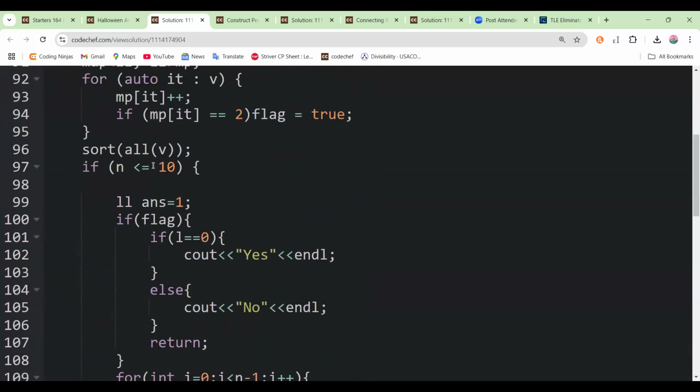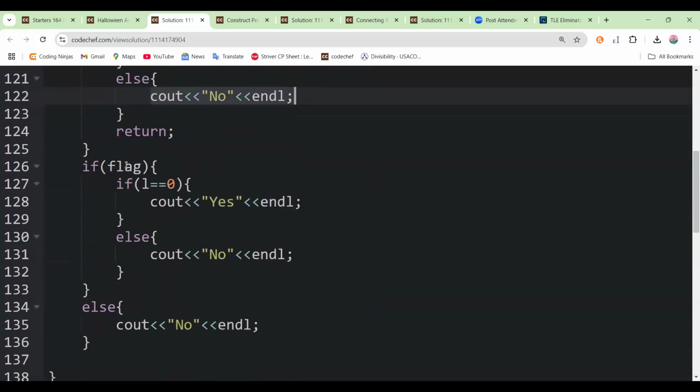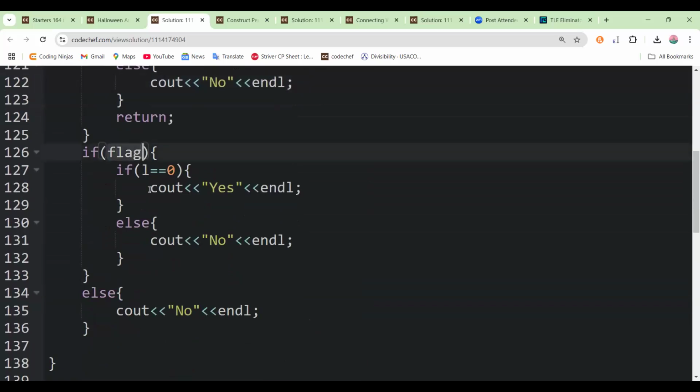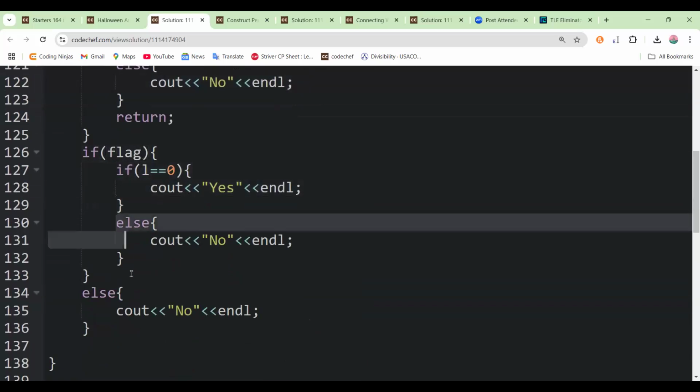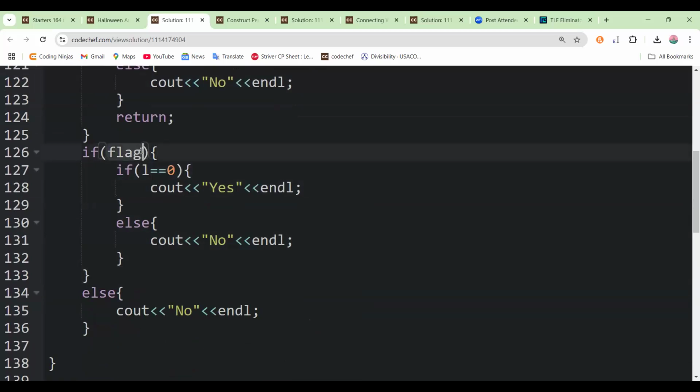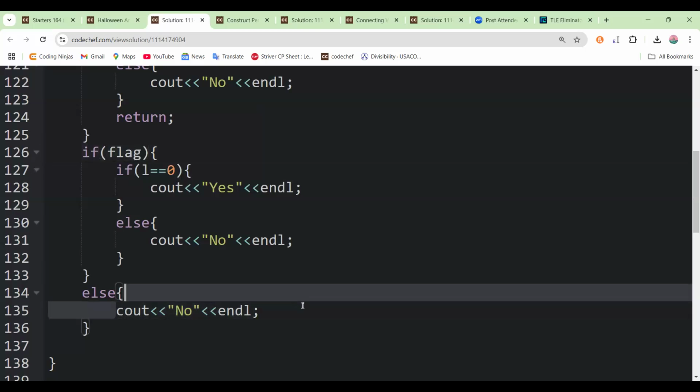Else, if we have not handled this n less than or equal to 10 condition, then we again check if a duplicate exists. Then if L is 0, then cout yes, else cout no. And if a duplicate does not exist and the value of n is also greater than 10, then we are pretty much sure that the answer will always be no. So we are printing no.